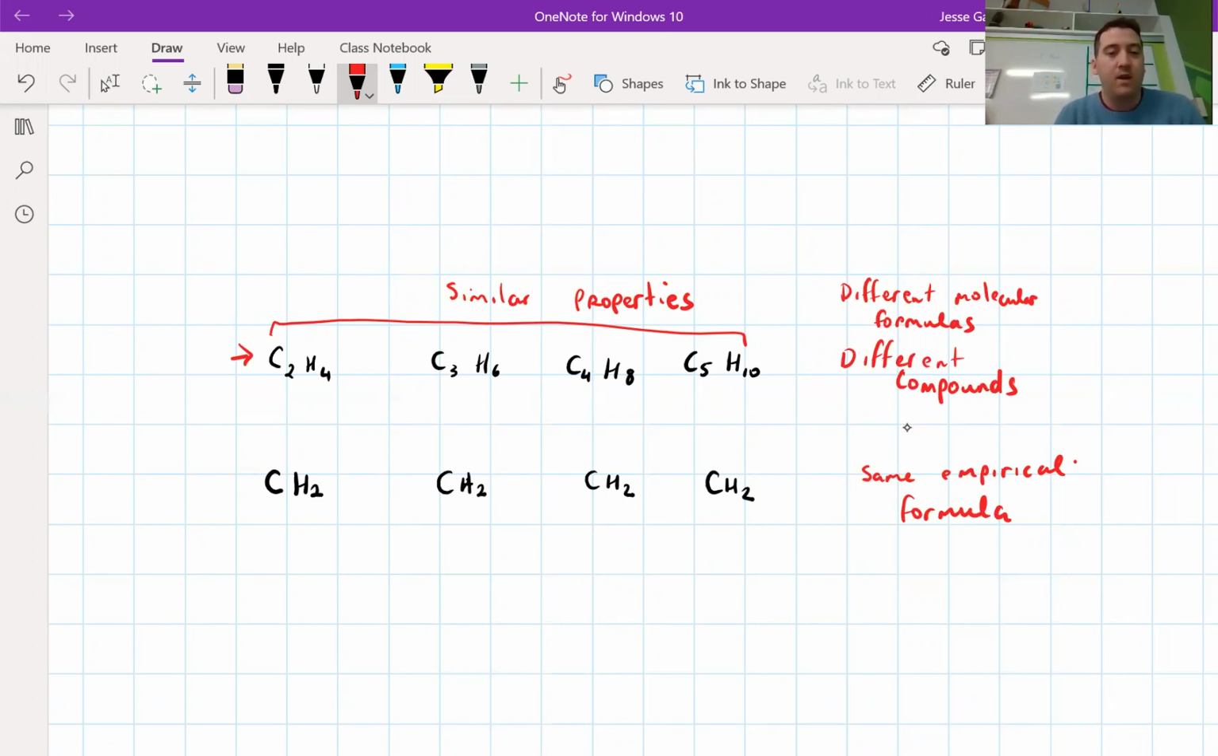So say, for example, we can divide both of these numbers by 2 to give us C1H2, which is the empirical formula here, CH2. We can divide both of these numbers by 3 to give us C1H2 again, same empirical formula. Divide both of these numbers by 4 and so on, and you see how that works. So empirical formula just tells us the elements that are present and what ratio they're present in.